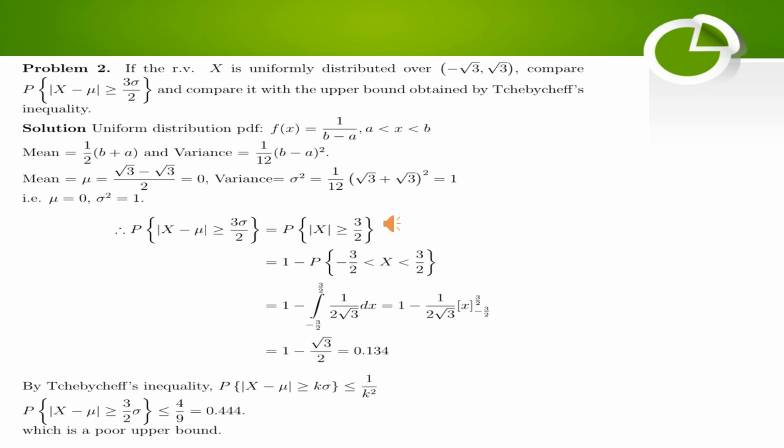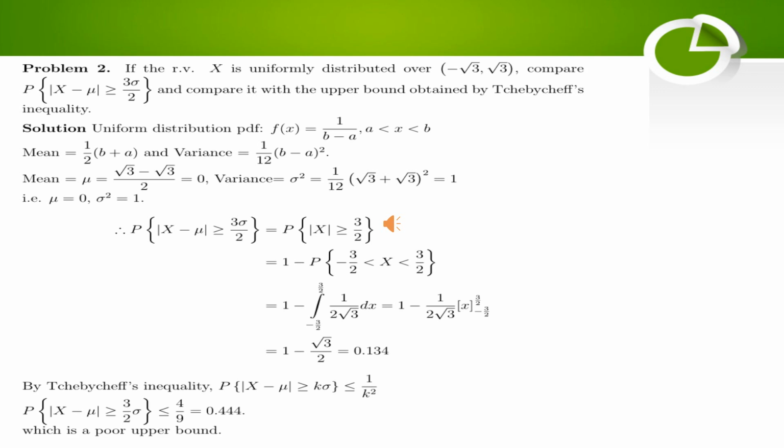Problem 2. If the random variable x is uniformly distributed over minus root 3 to root 3, find P of modulus of x minus mu greater than or equal to 3 sigma by 2 and compare it with the upper bound obtained by Tchebycheff's inequality.